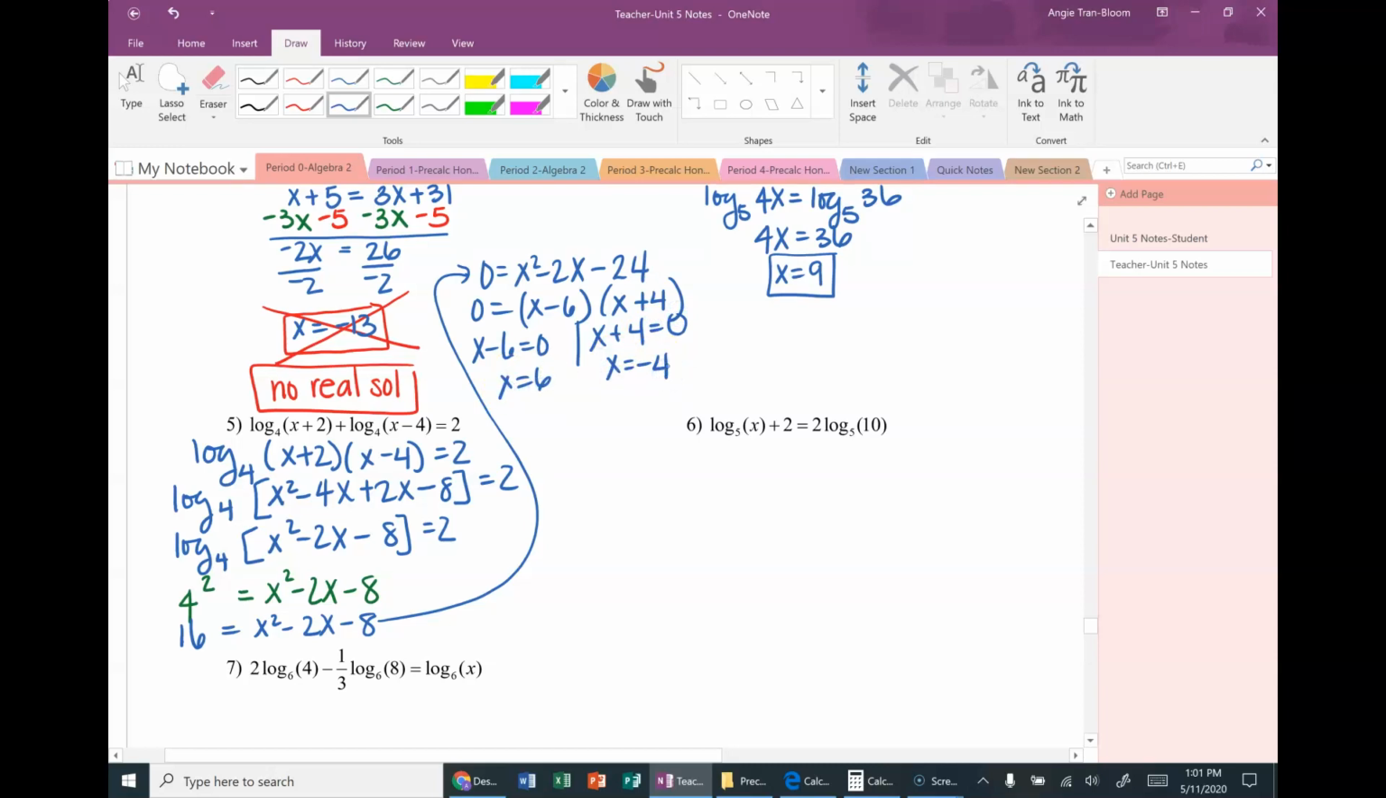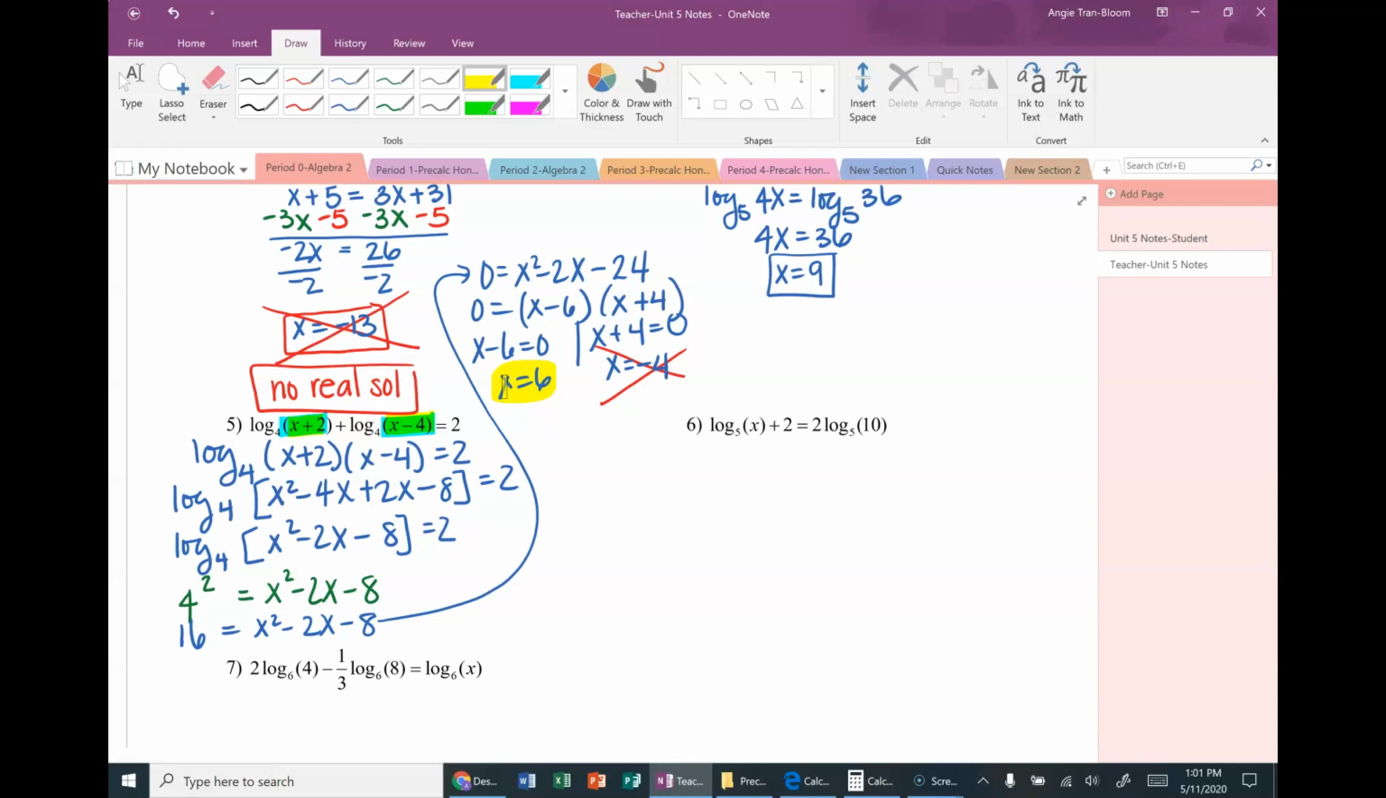Now take each x value and plug it in. 6 plus 2, first check, positive. 6 minus 4, positive. Let's check the negative 4. Negative 4 plus 2, negative. Negative 4 minus 4, negative. So right now, you have to cross this out. You cannot keep that one. And then you can keep just the x equals to 6.